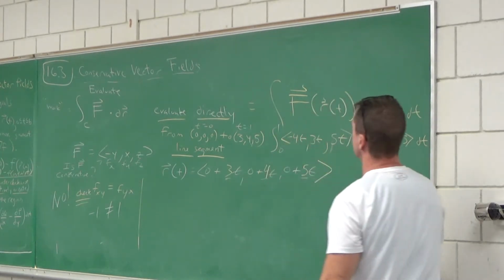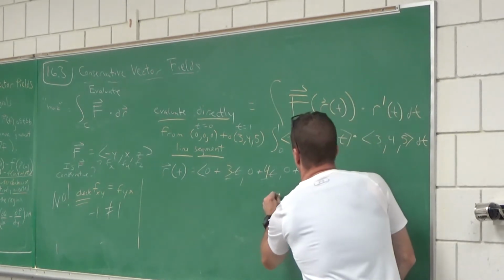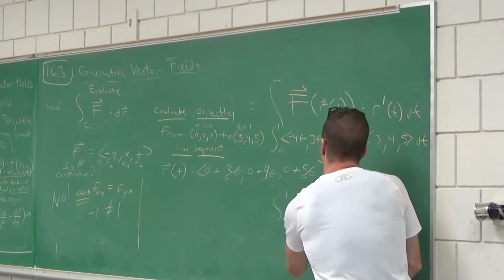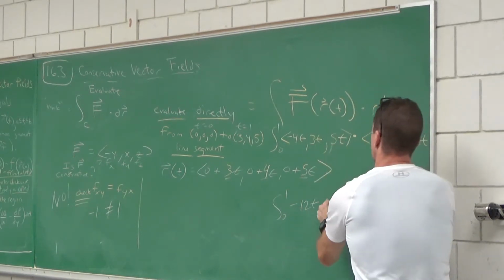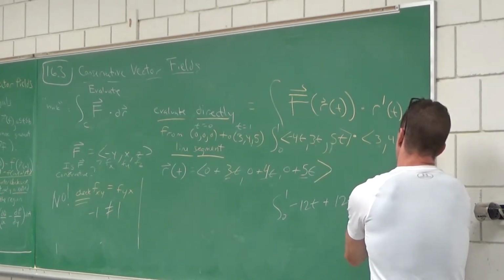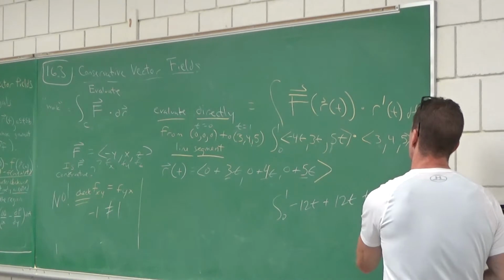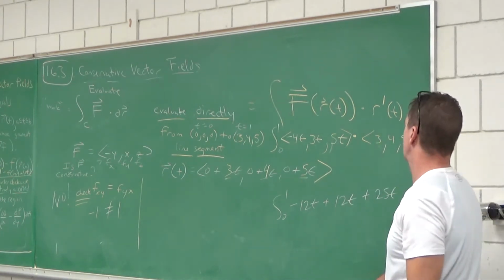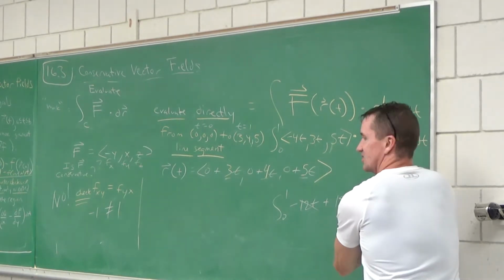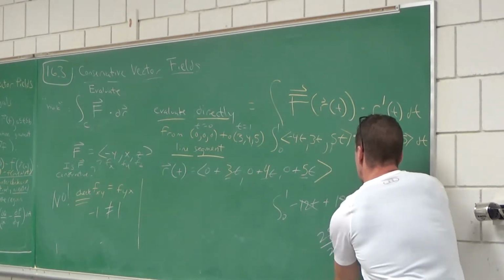What's that dot product? This problem is not hard to work. What's that times that? Negative 12t. Alright, so you've got to do the integral from 0 to 1 of negative 12t plus 12t, good, plus 25t dt. Any suggestions how to work that integral? Knock these out. What's the integral of 25t? 25 t squared over 2, plug in 0 and 1.